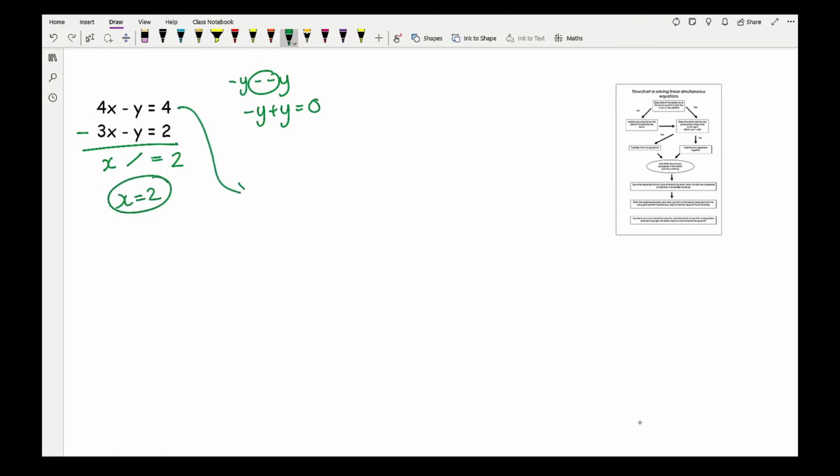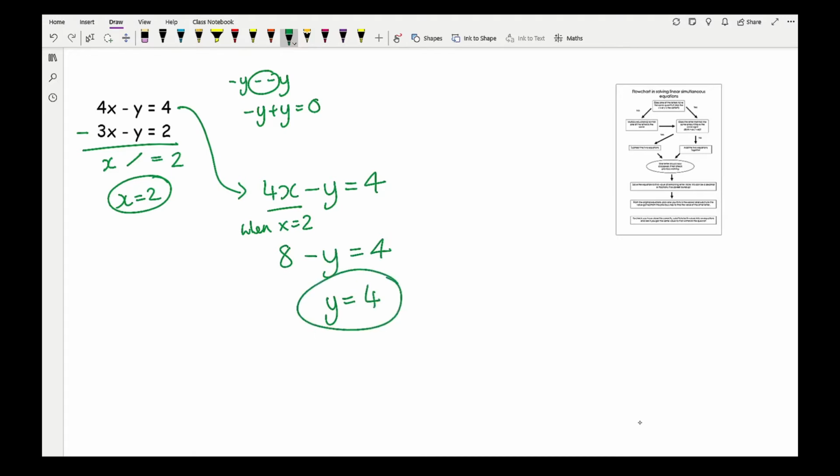So then using one of the equations, as I said, it doesn't really matter which one, I'm going to use this one. So when x equals 2, then 4 times 2 is 8, so 8 minus y equals 4. So what take away from 8 gives you 4? Well, y must equal 4. And there are my two values. So the answer for this particular question is x equals 2 and y equals 4.